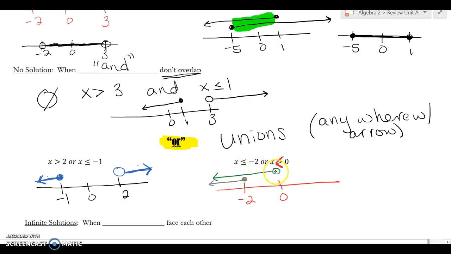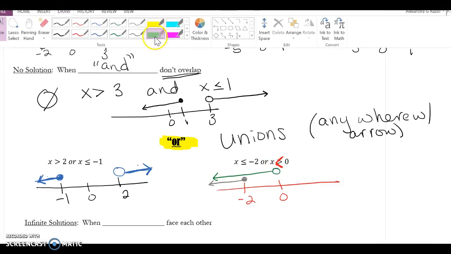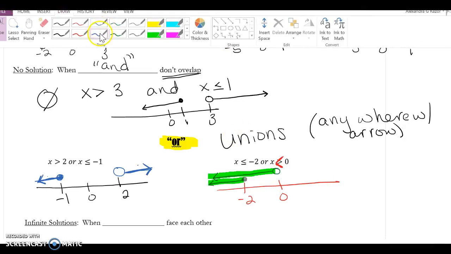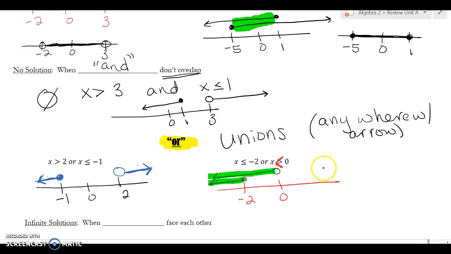Now, for unions, the OR problems, your answer is anywhere you see it. So I see an arrow here going this way, but I also see an arrow here. So your answer is actually wherever you see an arrow. And so my answer would be starting at 0, open circle to the left, because it's anywhere I see an arrow.